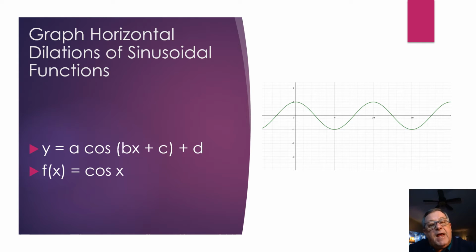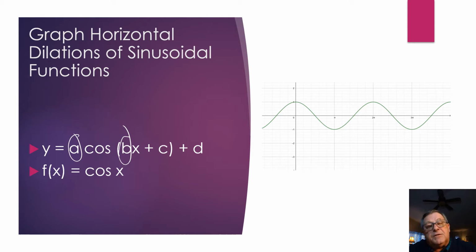Now, this a here, the coefficient in front of the sinusoidal function, affects the amplitude, and we looked at that. How far is it from the high point to the midline, or from the midline to the minimum point, maximum, minimum, midline, and so forth. The b here affects the period. And that's what we're going to focus on.